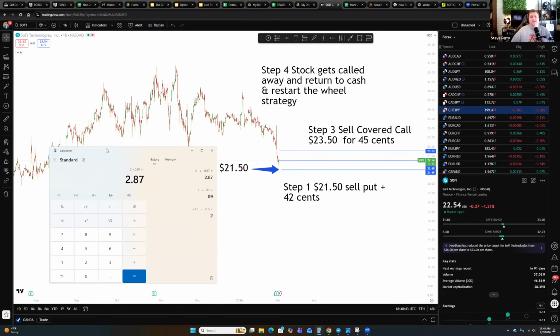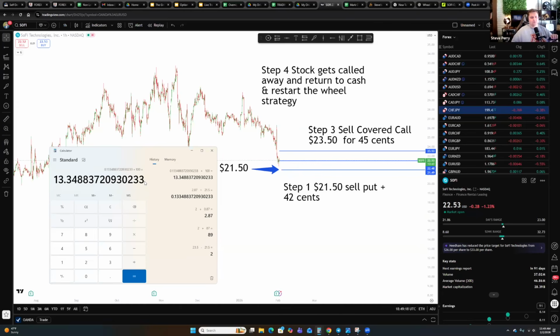Now look how cool this is. If you had to tie up $21.50 to purchase SoFi, think of it this way. Your return on each share is $2.87. If you divide that by 21.50, because that was your cost basis to get into SoFi, and then multiply that by 100, that means you made a 13.34% return in a month from SoFi. Crazy, right? And a lot of that comes from the premium.